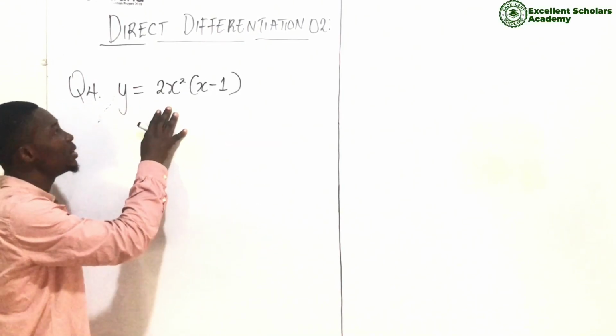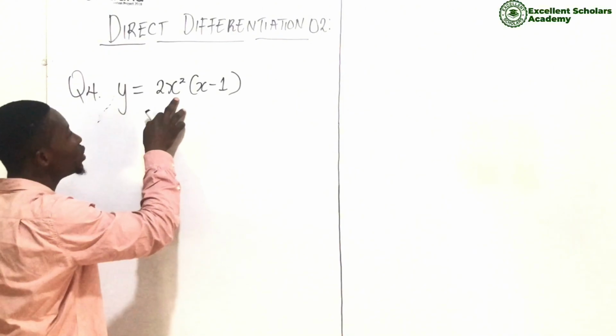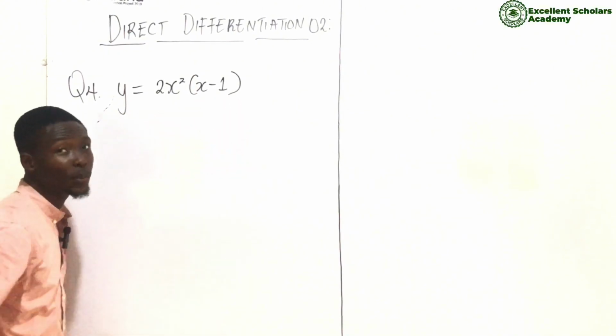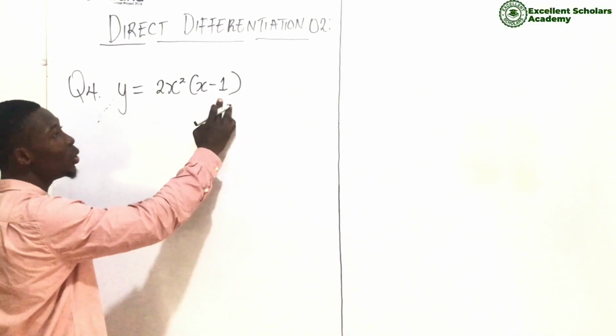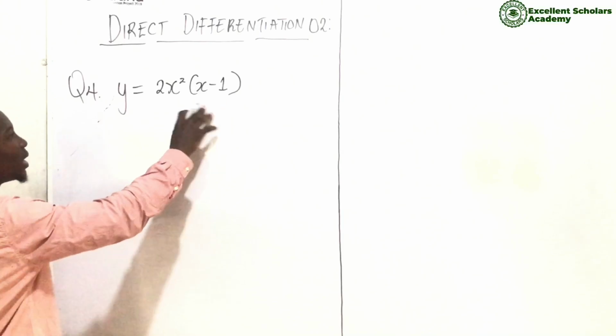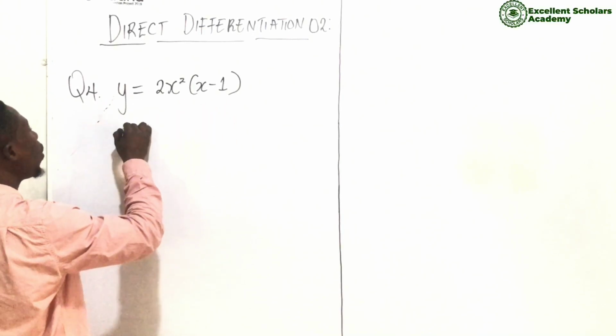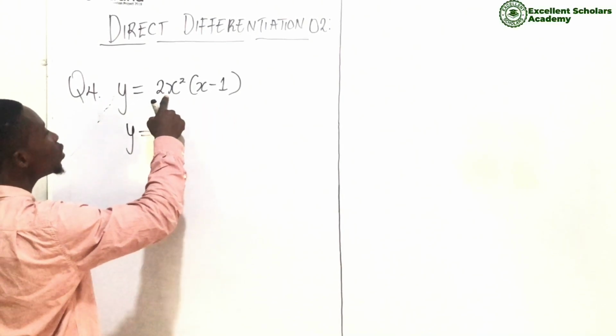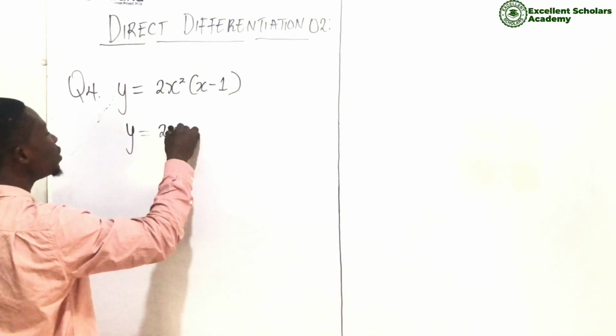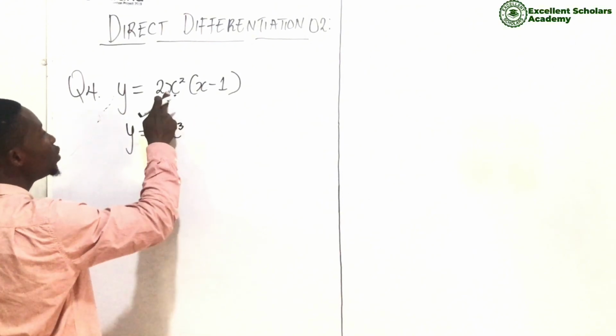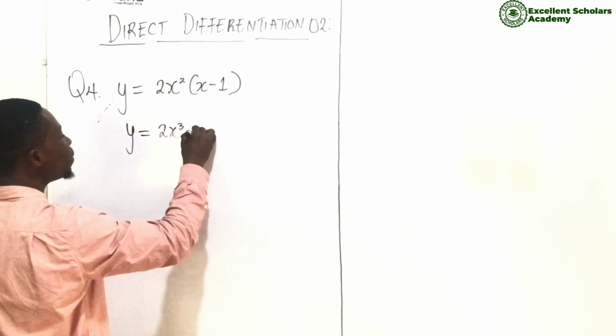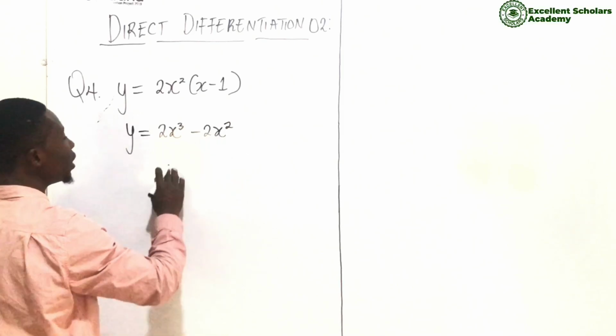So we're going to solve this next question. y equals 2x squared into bracket x minus 1. All we have to do here is simply open the bracket and then you can differentiate. So y is going to be equal to 2x squared multiplied by x gives you 2x to the power of 3. 2x squared multiplied by minus 1 gives us minus 2x squared.